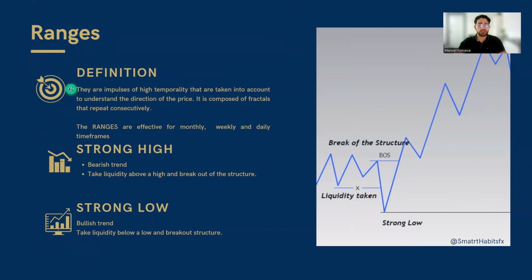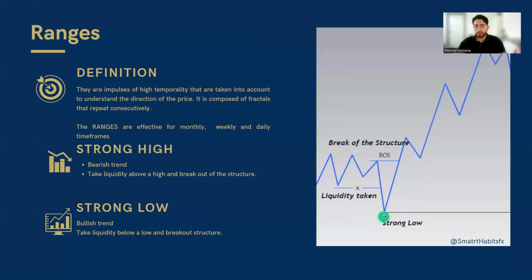Ranges, this is the definition of it. They are impulses of high temporality that are taken into account to understand the direction of the price. It is composed by fractals that repeat consecutively. Okay, now it says that these ranges are effective for monthly, weekly, and daily time frames. It's just a big impulse.